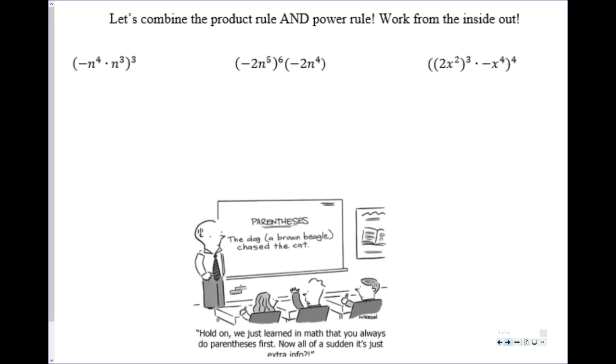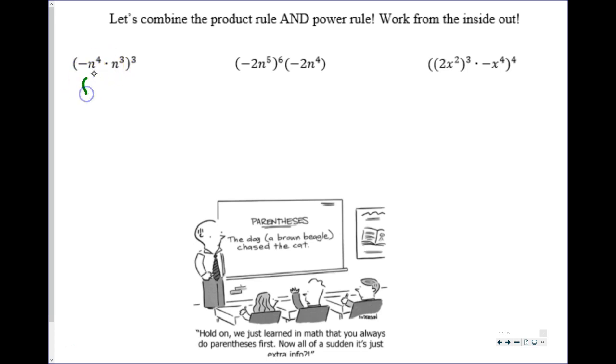Okay, so I have this trick of working from the inside out, which basically means that you always do your parentheses first. What's inside the parentheses first, and then you do the power rule. Okay, so let's take a look at this first problem. I've got negative n to the 4th times n to the 3rd raised to the 3rd power. I'm going to ignore this 3rd power right now because I have to simplify what's inside.